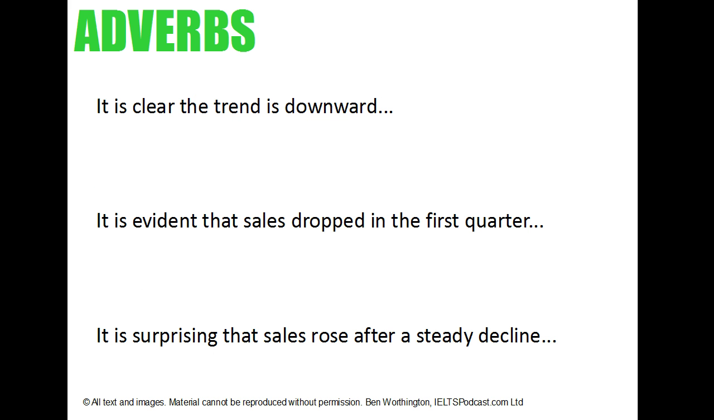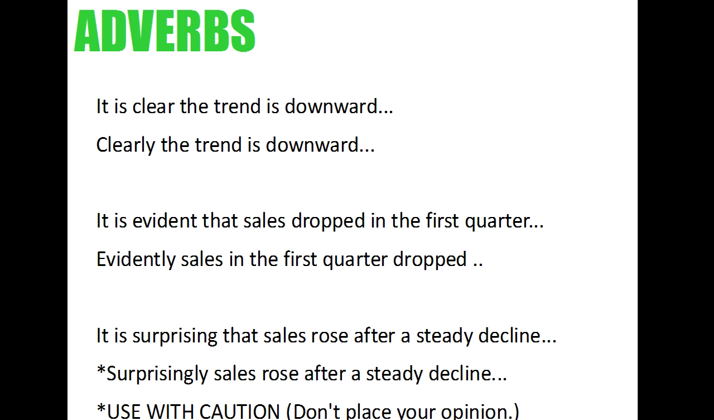Now, let's have a look at adverbs. If we have an "it is" sentence, for example, "it is clear the trend is downward," we can transform that and say "clearly the trend is downward." I'll give you another example. It is evident that sales dropped in the first quarter. Here we could say evidently sales in the first quarter dropped. So what I'm doing is showing you a variety of different structures that you can use in the exam to increase your grammatical range and pick up some points.